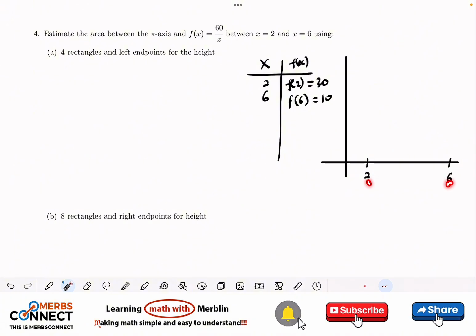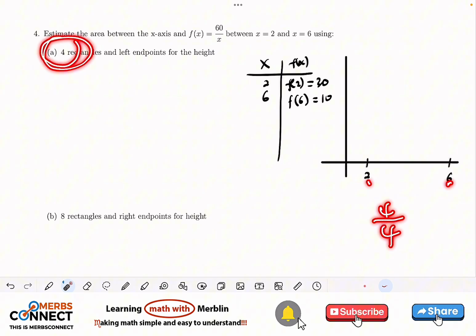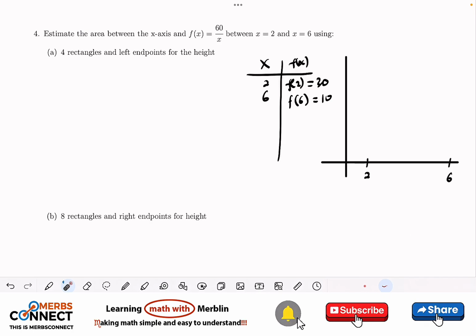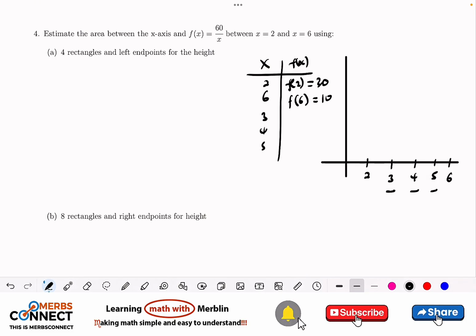6 minus 2 is 4, divided by 4, because we want to divide it into 4. So it means that this one is going to give us 1. So for us to divide this one into 4, we need to just go 1, 1, 1, right? So this one will be 3, this one will be 4, and this one will be 5, right? So since we have gotten 3, 4, 5, we also need to look for f of 3, f of 4, and f of 5. That is how you can also be doing the graph. So now what is f of 3? What are we going to get for f of 3?